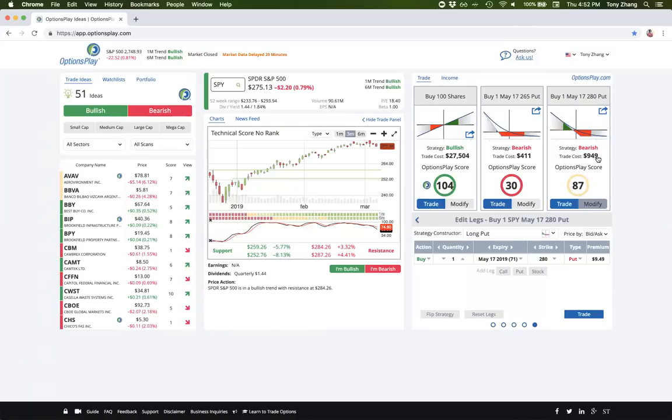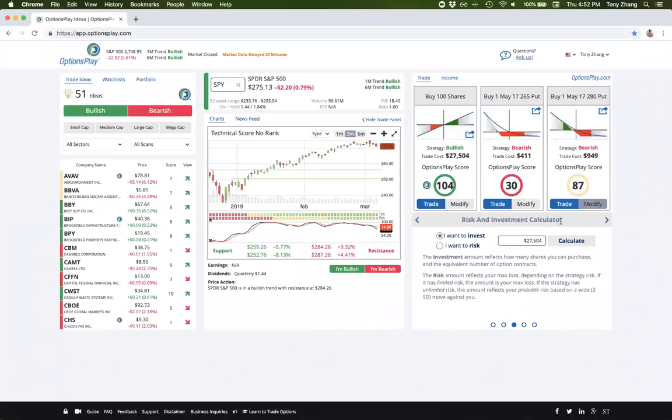Now, let's take a look at a realistic portfolio. So what I'm going to use is our risk and investment calculator. This is where you can use the I want to invest and put in your actual portfolio value. So let's say you have a $400,000 portfolio. What this does is it automatically calculates roughly how many shares of SPY you would have. So as you can see, 1,400 shares will get you to $399,908, which is very close to a $400,000 portfolio.